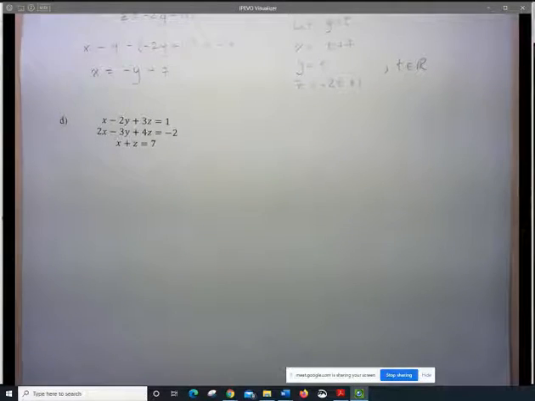Okay, so not the one next week. The one next week only goes up until solving systems by elimination, and then the week after will be matrices.